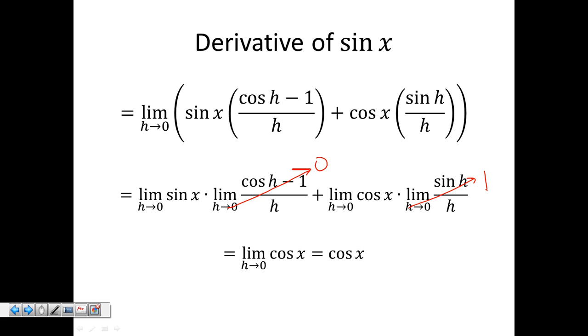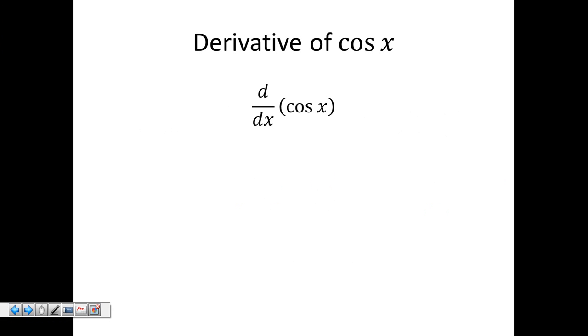So since that second limit goes to 0, that whole term in front of the plus goes to 0. And since that very last limit goes to 1, that means that all we're left with is that limit as h goes to 0 of cosine x. There's no place to plug in for h, so we just throw that limit away, and it turns out that we get cosine of x. Now if you remember where we started, that was the derivative of sine x.